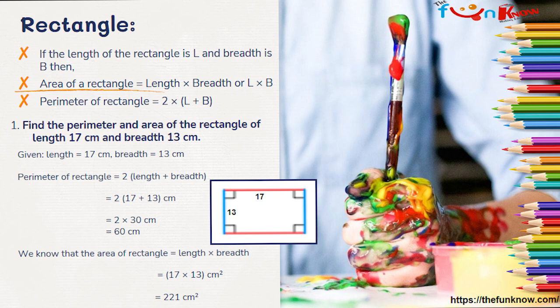Okay, so area of the rectangle is L into B, perimeter of rectangle will be 2 into (L plus B). As we have already seen, the area of the square and perimeter of the square. Remember all these things, students.